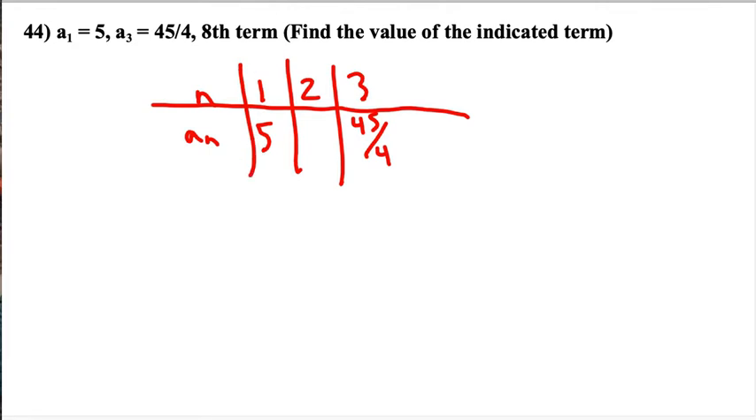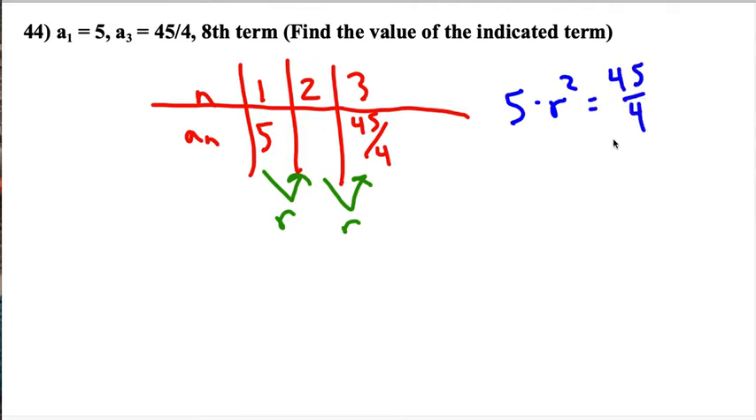There's a couple different ways to do this, but one thing you have to recognize is what? To go from 1 to 3, I had to multiply by something. Given that this is geometric, I'm multiplying by r to get to here, and then by the same r to get to here. What that really means is that 5, my initial value, times r twice, aka r squared, is 45/4. Great, you say. What does that mean?